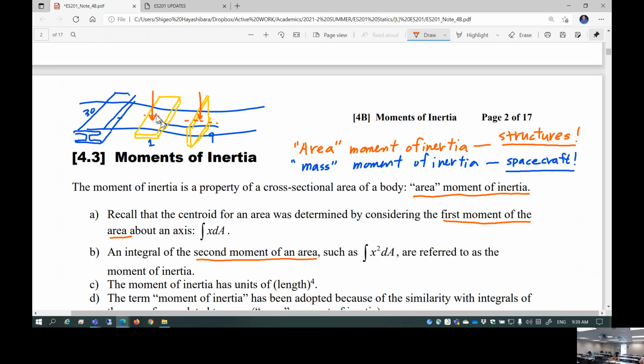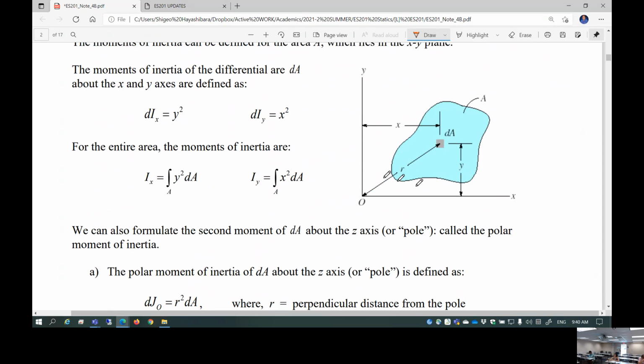So this is the center line. The area is essentially concentrated away from the centroidal axis. That's why it's a higher moment of inertia, obviously. In this one, almost all the area is distributed around the centroidal axis, so it doesn't have much moment of inertia. So a big difference between this and that is a huge difference in moment of inertia, obviously. Okay. So that's moment of inertia.